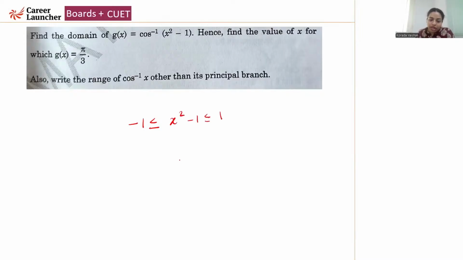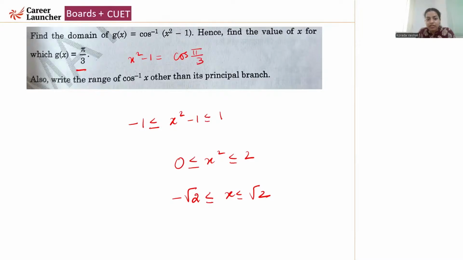So इसके through हम find कर सकते हैं कि x square किसके बीच में lie करेगा, 0 से 2, and x किस में lie करेगा? x is going to lie in between -√2 से √2 के बीच में lie करेगा, right? So it means you will say कि x की value इन दोनों values के बीच में lie करेगी. Now coming to the main fact कि हमें given है that g of x is equal to 5/3. So it means x square minus 1 is equal to cos of 5/3. I'm just simply substituting the value of g of x.